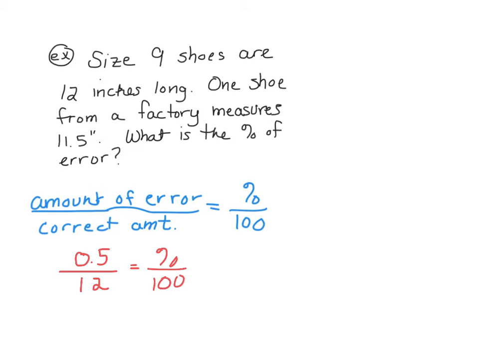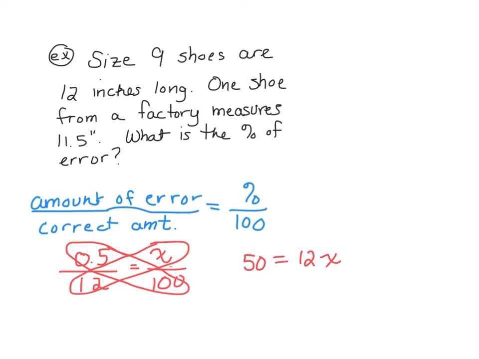Okay, so we're trying to calculate the percent here. Maybe instead of percent, I'll put an x there. And now we're going to do our cross multiplying. 0.5 times 100 is 50. And 12 times x is 12x. So again, that's x times 12. And to get rid of times 12, I'm going to divide by 12. And 50 divided by 12 is 4.16667.